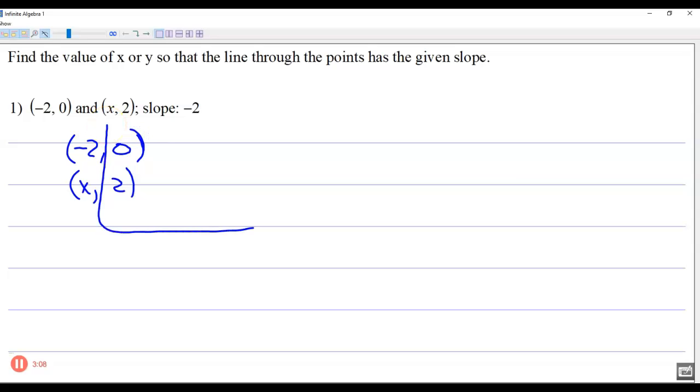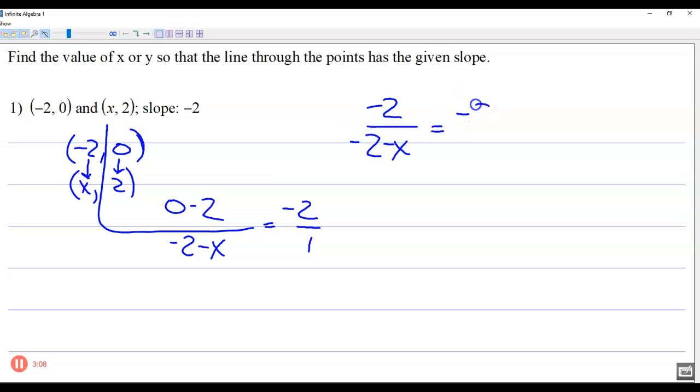So I go 0 minus 2. You're doing top minus bottom, and then -2 minus x. Then set that equal to -2 or whatever the slope is. If it's not a fraction, make it 1. I put a 1 on the bottom. Then if I simplify this, I basically have -2 on top. -2 minus x equals -2 over 1.